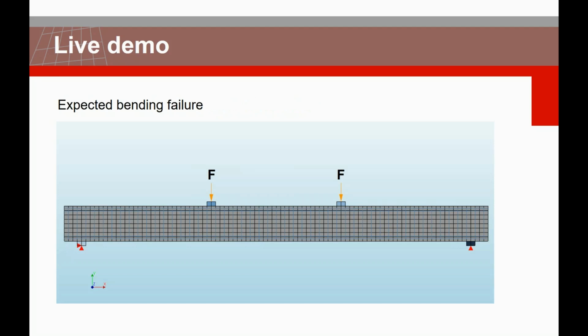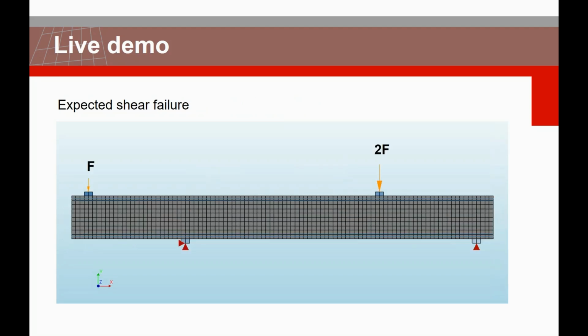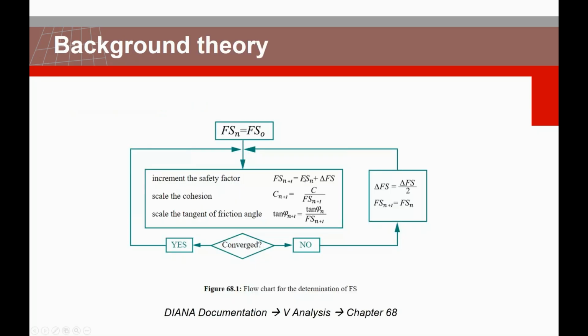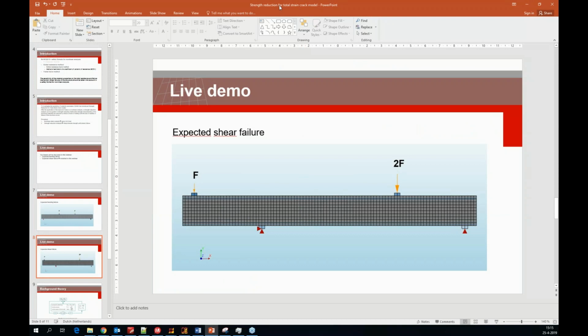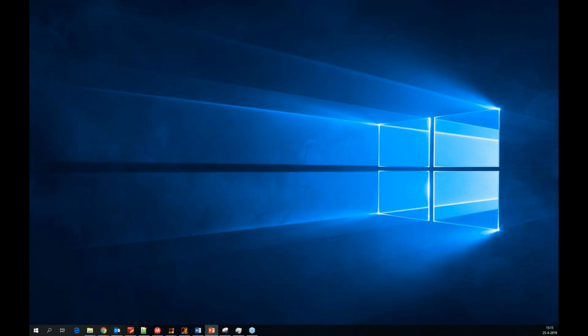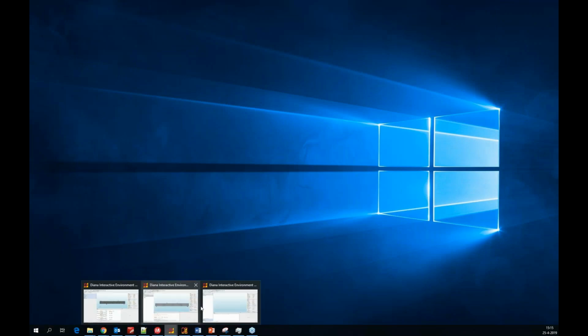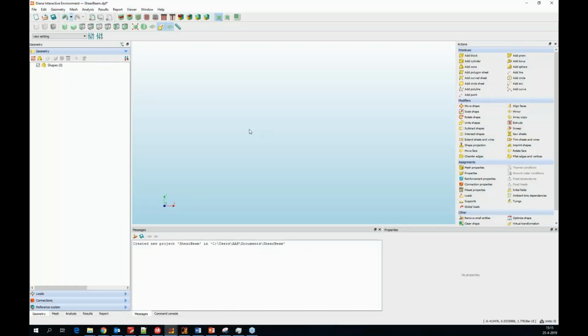But so this is the beam with the bending failure. It's just a simple 4-point bending test, and the beam which will be modeled in the live demo. I will start with that now, and then also during the live demo, I will have some background information regarding the strength reduction method. I already opened a new project.